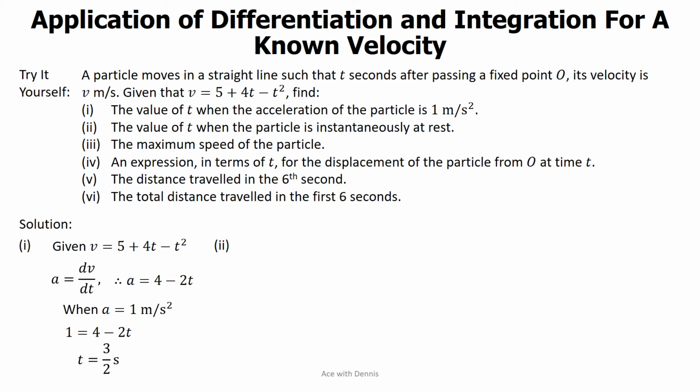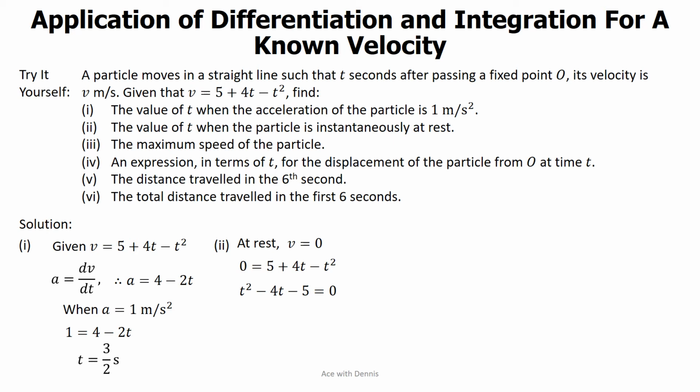Part 2, the value of t when the particle is instantaneously at rest. When it is at rest, it means v equals 0. Hence, the equation of the velocity becomes 0 equals 5 plus 4t minus t squared. And now we can solve this equation.